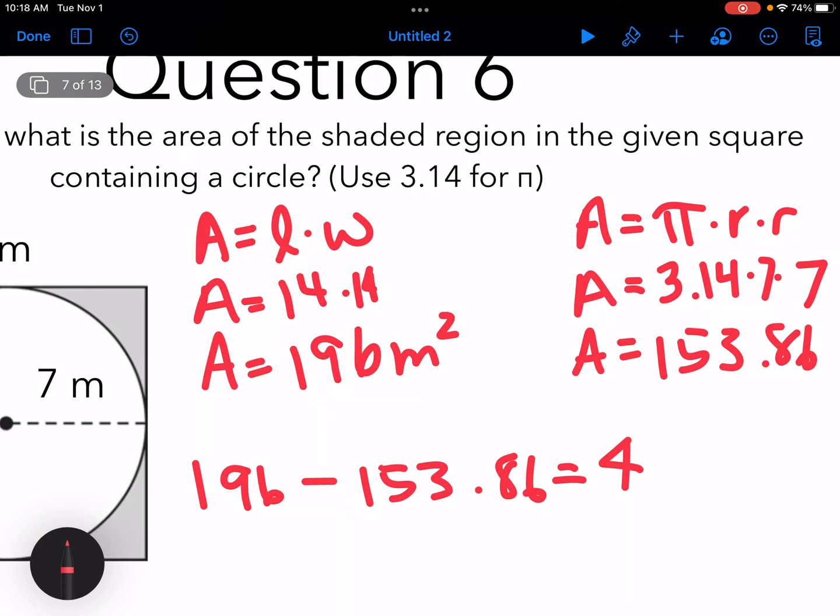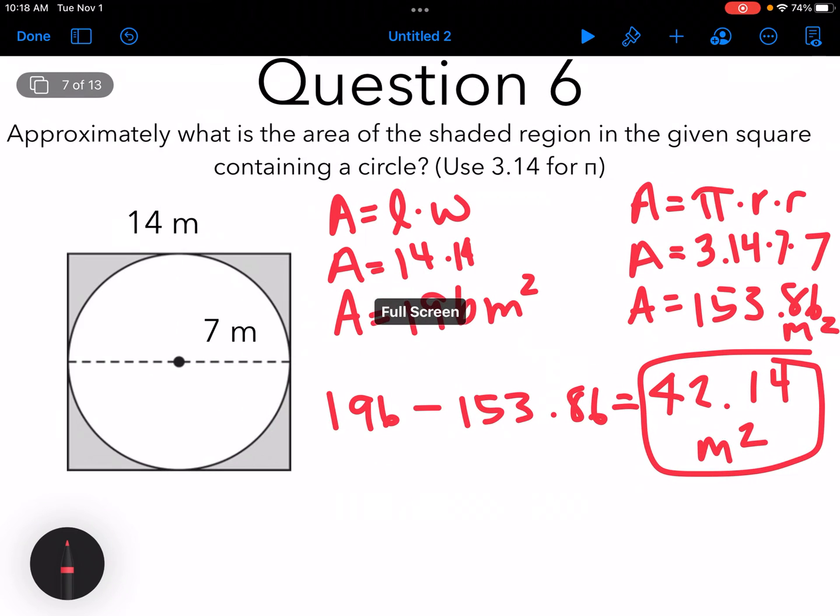And I get 42.14 meters squared. Because we're talking about area, it's got to be squared.